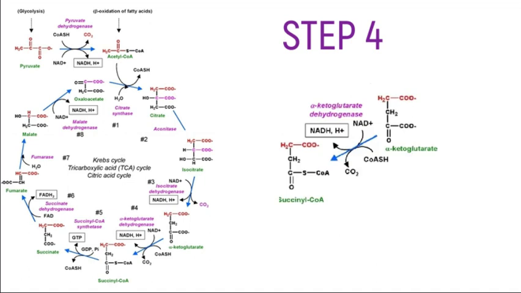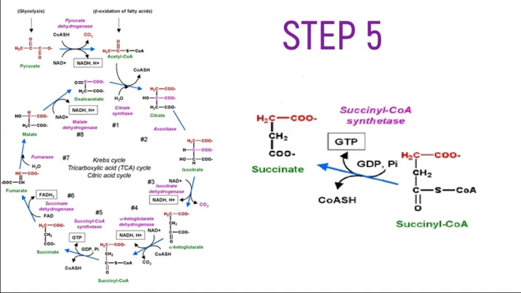Alpha-ketoglutarate is then converted into succinyl-CoA by alpha-ketoglutarate dehydrogenase. NADH and CO2 are once again produced. Succinyl-CoA is then converted into succinate by succinyl-CoA synthetase, which yields 1 ATP per succinyl-CoA.